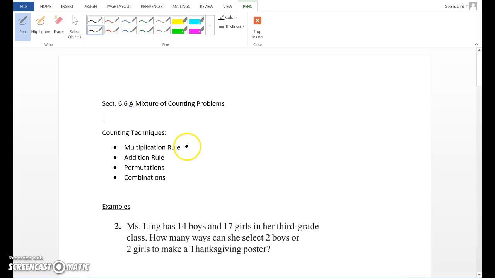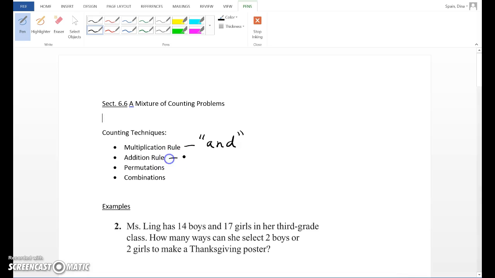For the multiplication rule, there was a key word in the problem: and. That was an indication that you're going to use the multiplication rule. So if you're going to pick something from this set and something from this set and something from that set, for example, you would use the multiplication rule.